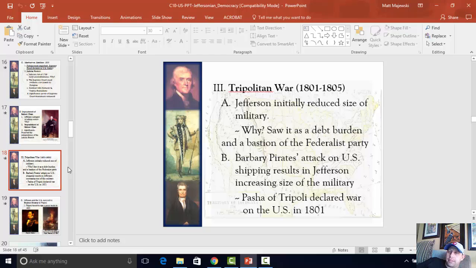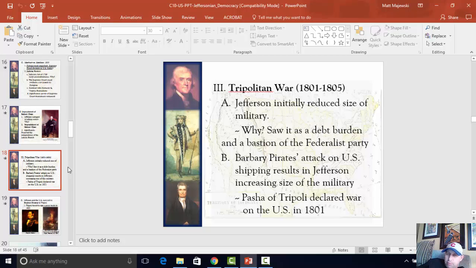Well, remember, the problem here is that the Barbary pirates are attacking us. Remember, those Barbary states in North Africa, they are raiding American ships. And so ultimately, Jefferson has to reverse course. He has to actually build up the Navy in order to try to stop these attacks. He thinks we're finally in a position to stop them. He's getting criticized for not doing anything about it.